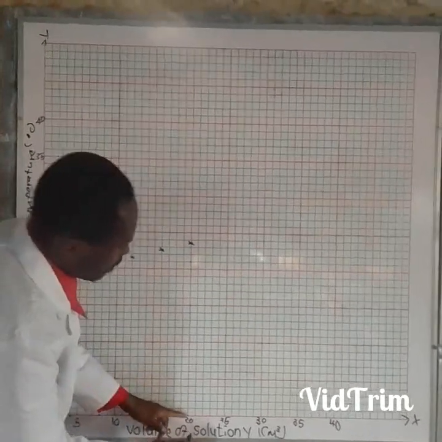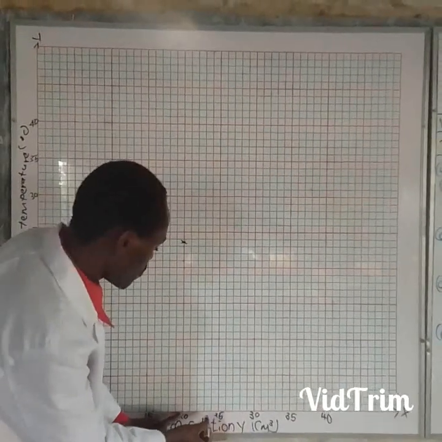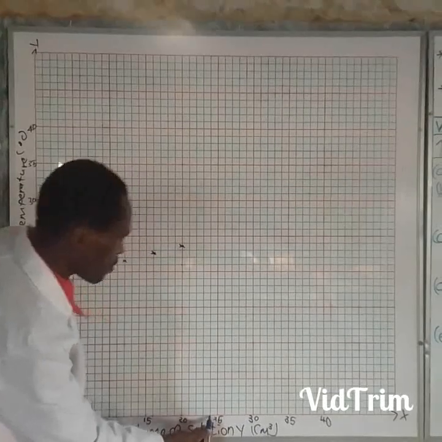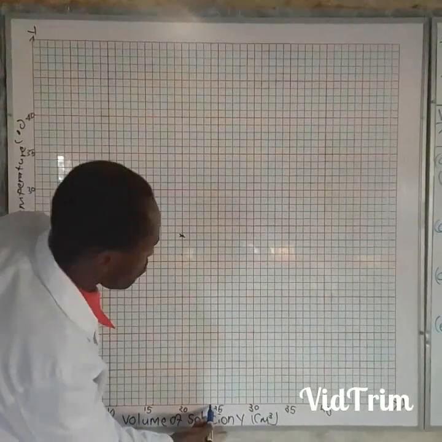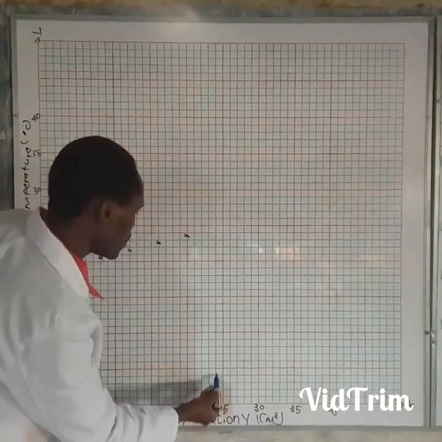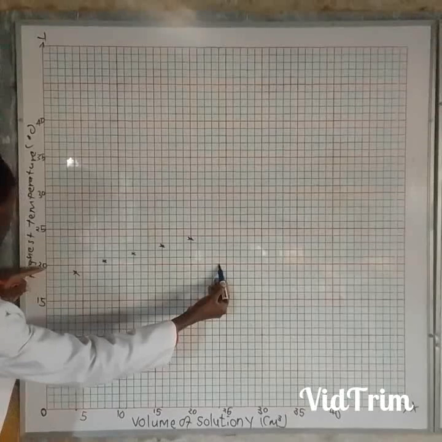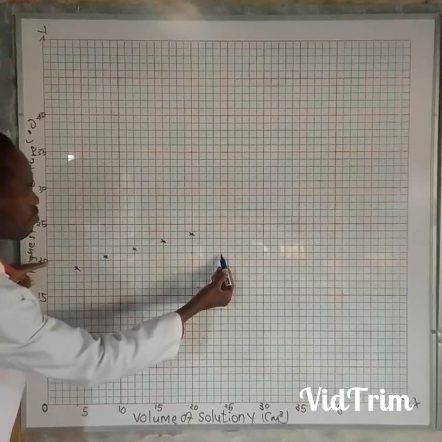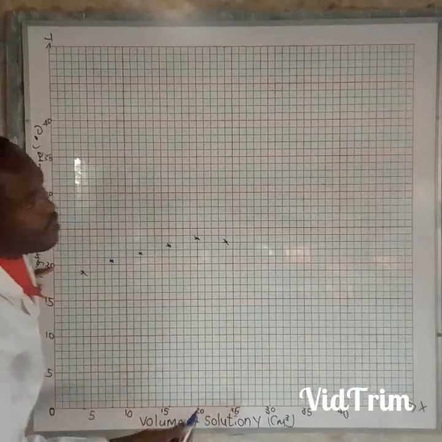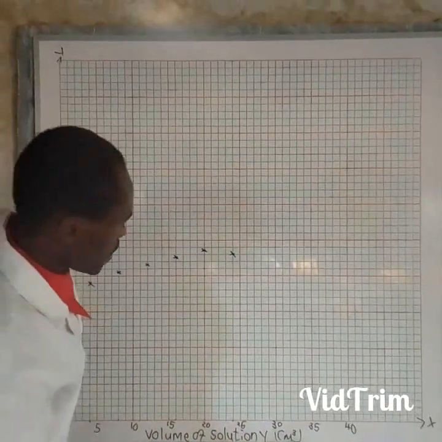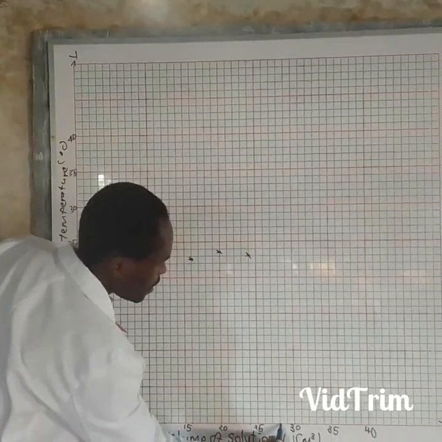Then when the volume of Y on the x-axis is 24, the highest temperature reached is 23. So I move up to 20 first of all. This is 20, then 21, 22, 23. There. Is it okay? Then when the volume is 28, this is 25, 26, 27, 28.